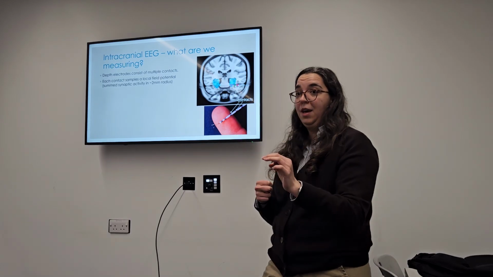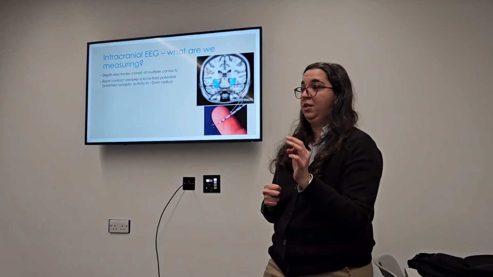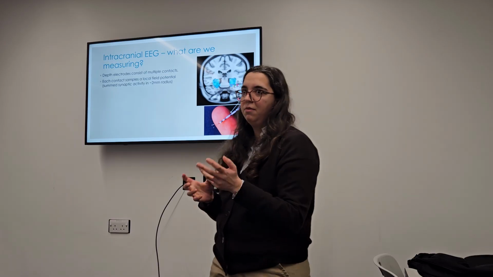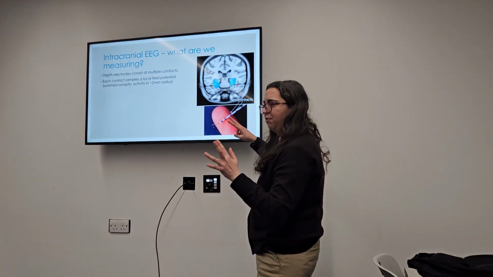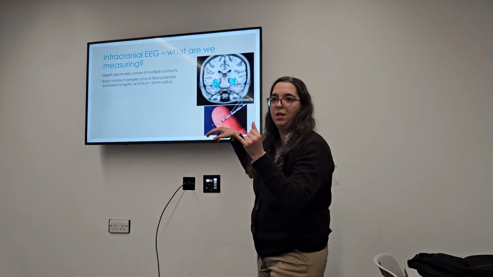And what we're sampling here is local field potential. So this is some synaptic activity, roughly 2 millimeters in radius. 2 to 3 millimeters is usually the distance between each contact.